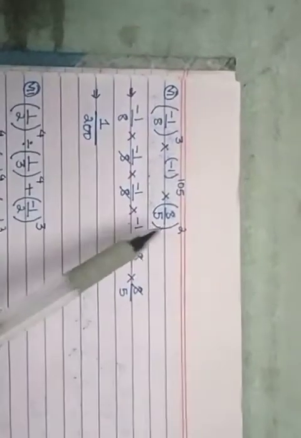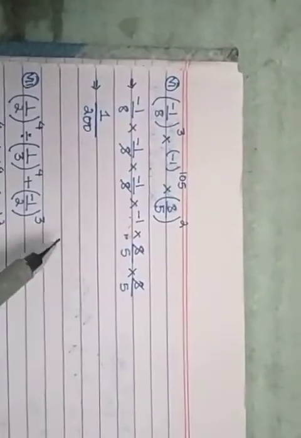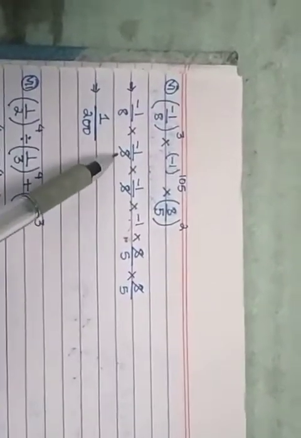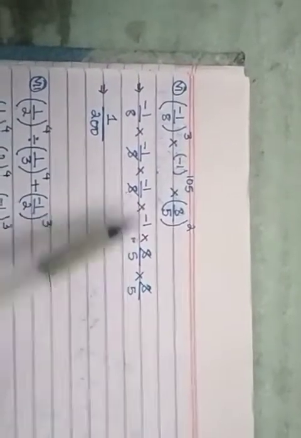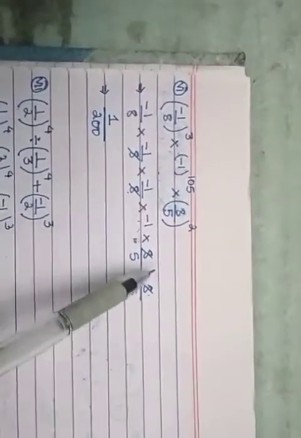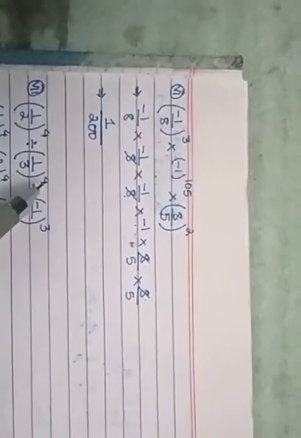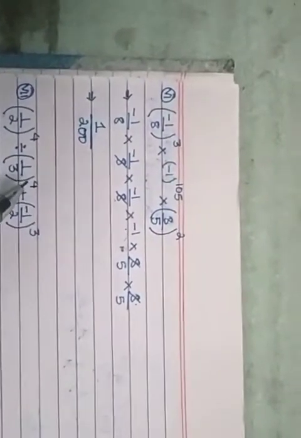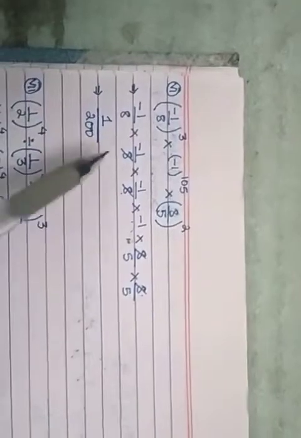See? 8 by 5 square means 8 by 5 into 8 by 5, 2 times. So the cancelable terms: this 8 and this 8 got cancelled, this 8 and this 8 got cancelled. Numerator and denominator can be cancelled. Remember that in the case of multiplication of fractions, isn't it? So what's left in the numerator?